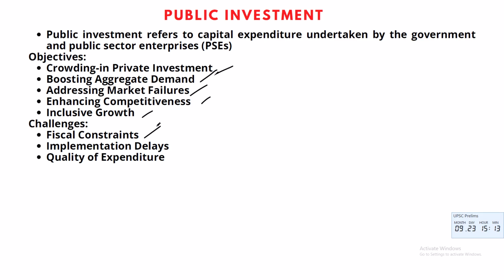Fiscal constraints, high public debt, and deficits are like that annoying friend who always reminds you about your credit card bill. It limits how much they can spend without resorting to more borrowing, which, spoiler alert, has implications.